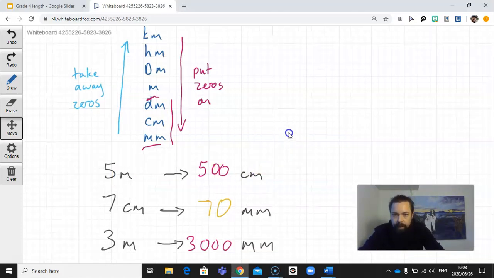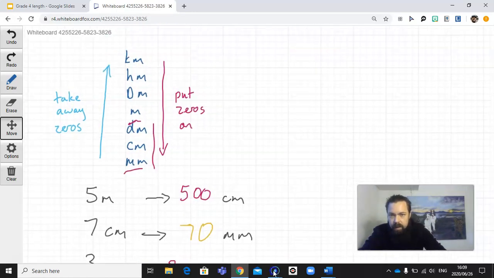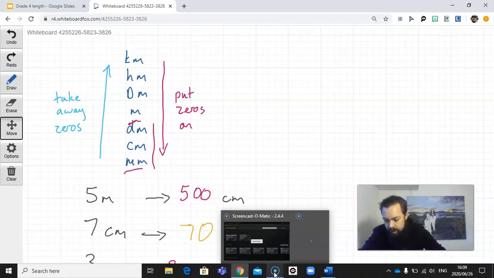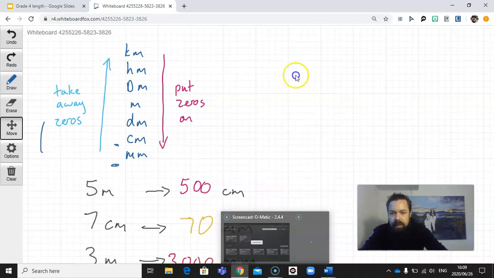All right. Now we're going to have a look at these. So now we're going to go from millimeters to centimeters. So let's have a look at our list again. We're going from millimeters to centimeters. So that's 1 level up. When we're going up, we take away zeros. So take away the 1 zero, and we're left with 8 centimeters.